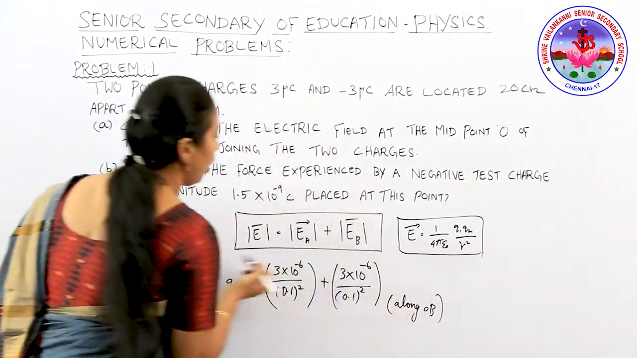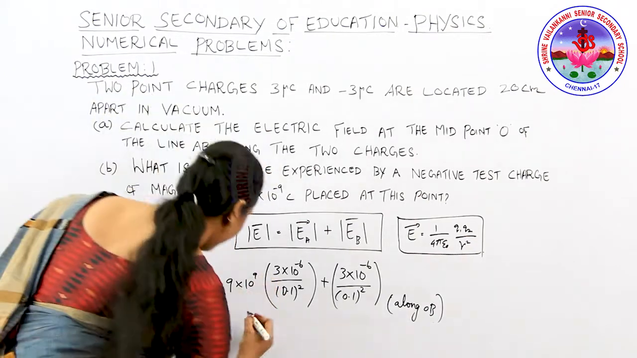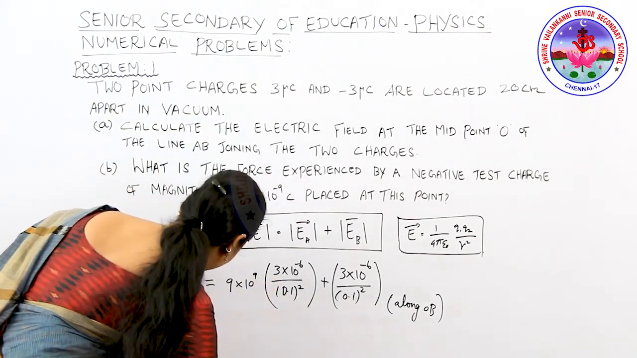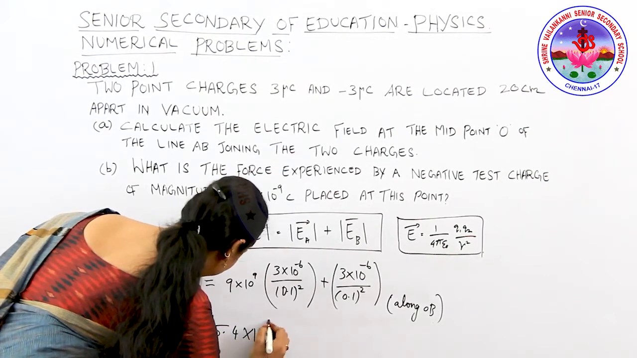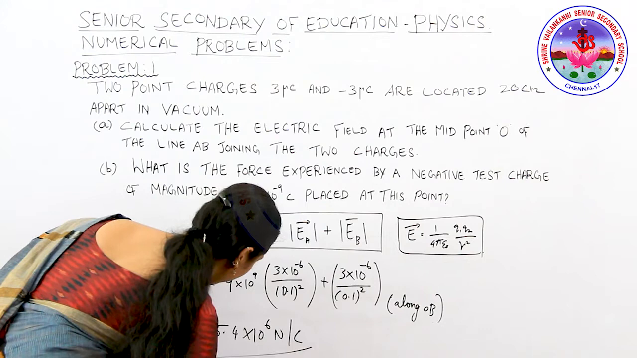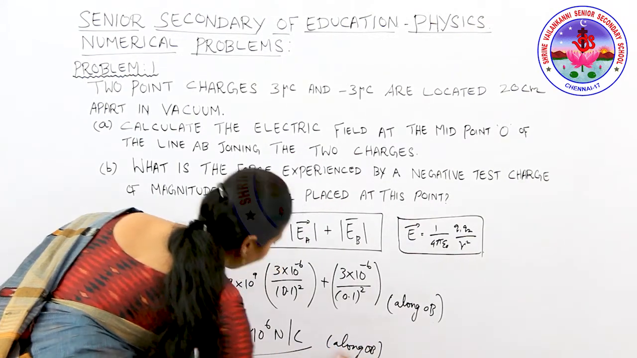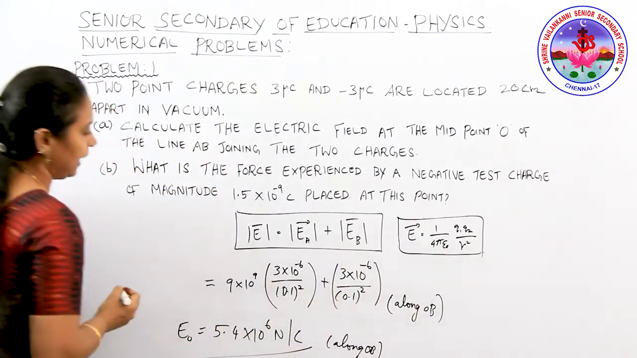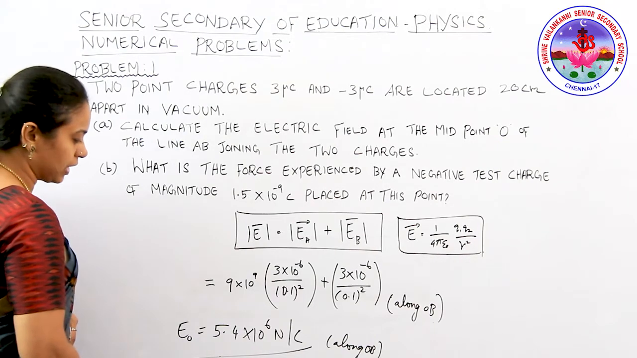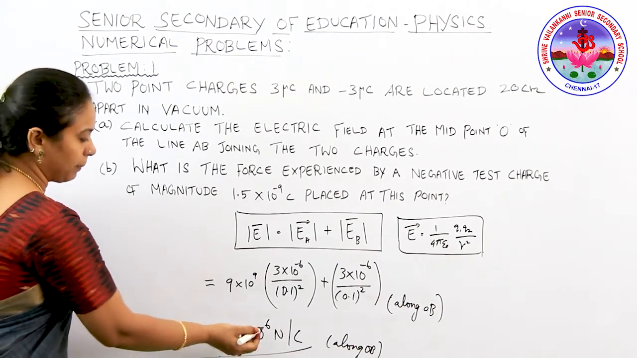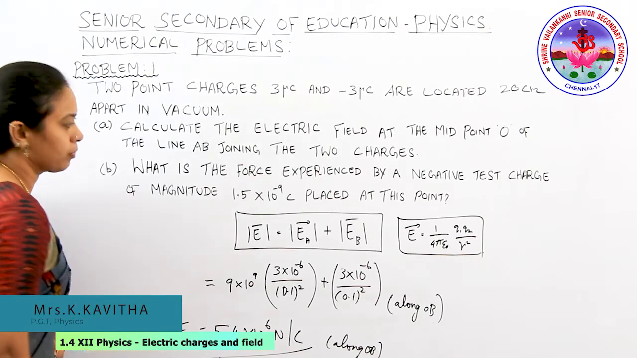We have taken along OB and OA. That is only they asked. We explained that also. And finally, we will get the E0 value 5.4 into 10 power 6 Newton per Coulomb. That is for along OB. When you simplify this and apply that mathematical formula, you will get the value E0 which is equal to 5.4 into 10 power 6 Newton per Coulomb, which is for the electric field.